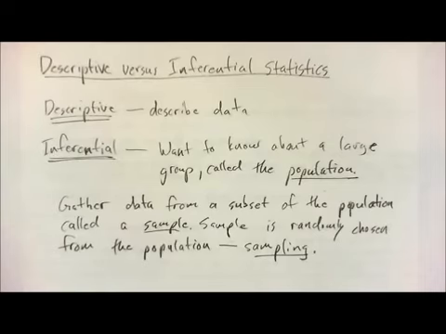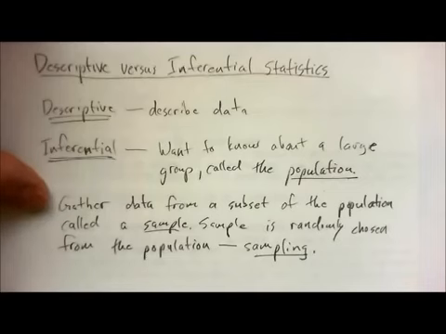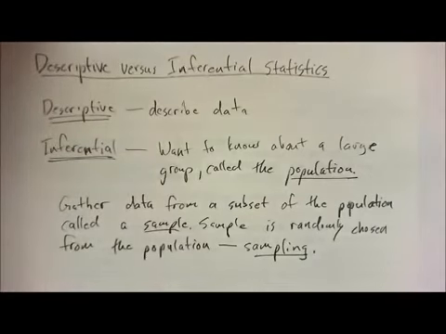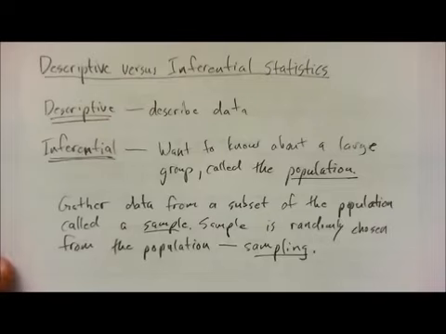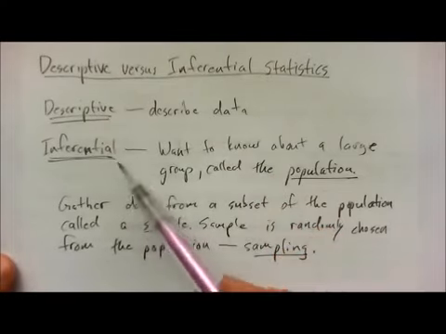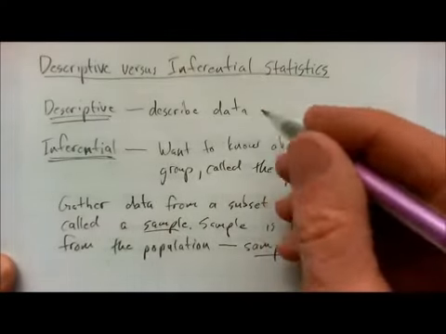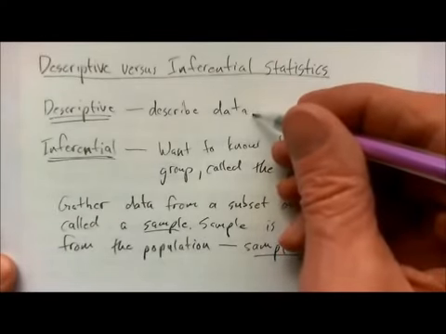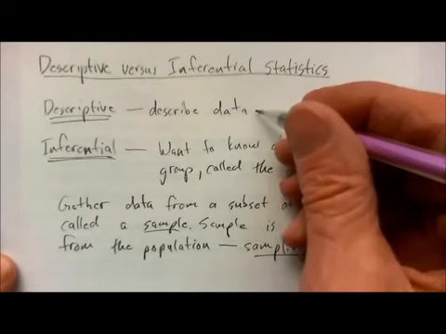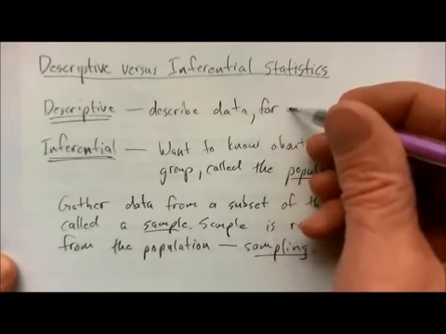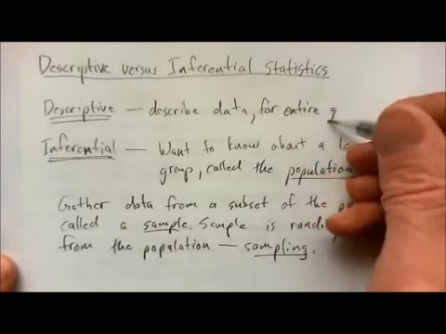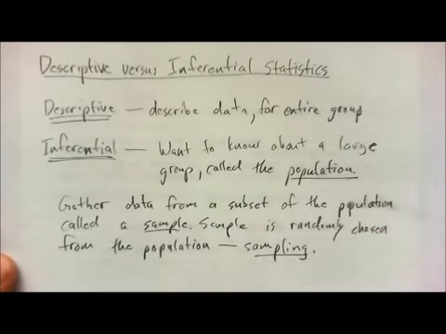Now let's look at some specific examples of kinds of statistics and try to determine in each case whether or not we're talking about descriptive statistics or inferential statistics. Let me reiterate though, when we have descriptive statistics, they describe data for the entire group that we're interested in. And when we have inferential statistics, that's when we want to know something about a large group called the population, and we do it by sampling, by taking a few individuals out of the population and making some sort of measures for them.